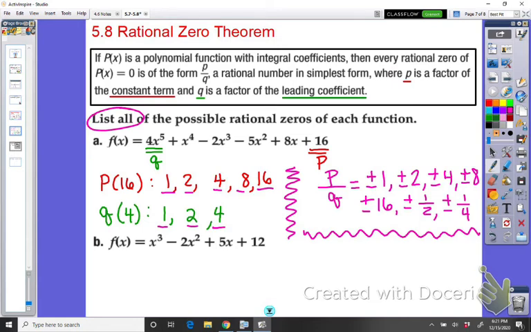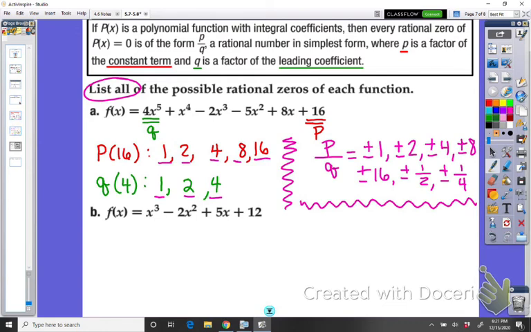So let's do one more. This one's a little easier. So P is going to be the 12. It's a constant term. So factors of 12 are like 1 times 12, 2 times 6, and 3 times 4.